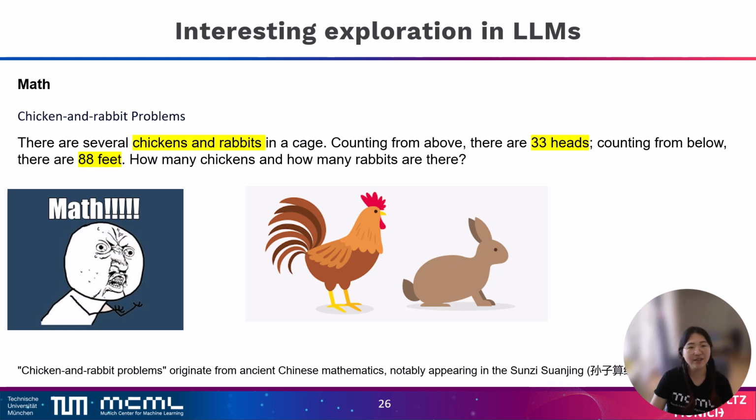It is really easy. The problem is that there are several chickens and rabbits in a cage. Counting from above, there are 13 heads. Counting from below, there are 18 feet. So the question is how many chickens and how many rabbits are there? The interesting part is that a chicken usually stands on two legs, and a rabbit stands on four legs. So this is the key to solve the problem. I will not let you do the math now because it's a master seminar.